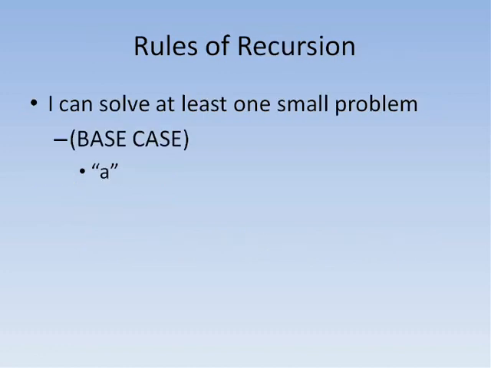The first rule of recursion states, I can solve at least one small problem. This forms the base case. Thinking about the anagram problem, the simplest word to print all of the anagrams for would be one letter long. The word itself is the one solution. So, the base case of our recursion will be when the length of the word is 1.